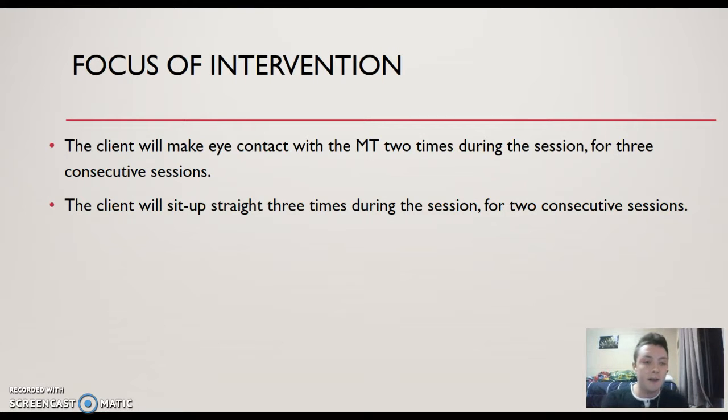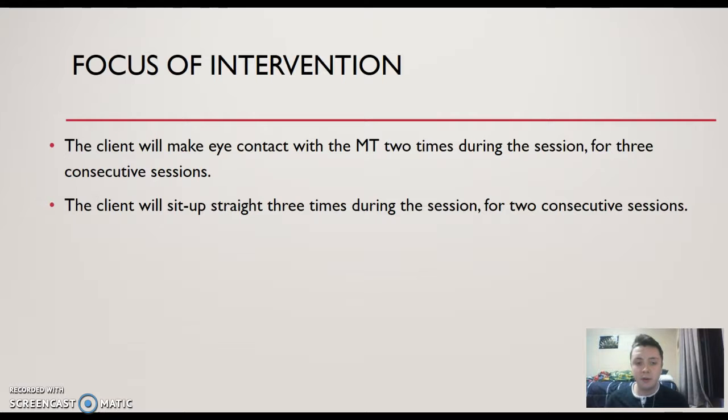So I had two focuses of the intervention: that the client will make eye contact with the music therapist 2 times during the session for a total of 3 consecutive sessions, and the client will sit up straight, have good posture 3 times during the session for 2 consecutive sessions.